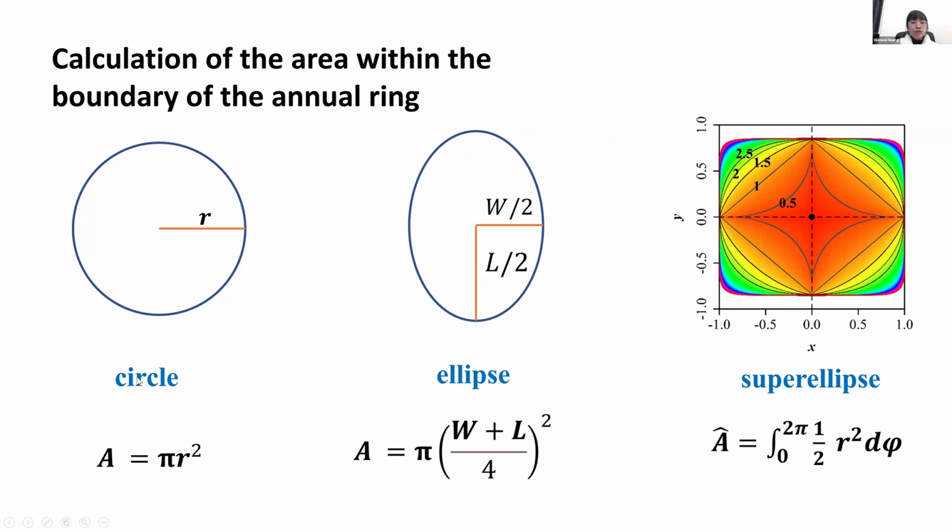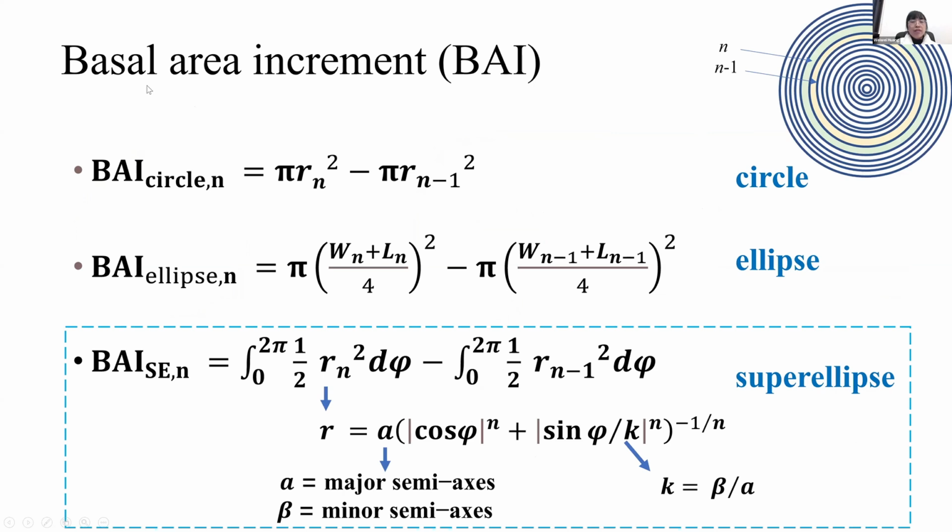So normally we try to calculate the area within the boundary of each tree ring. If we take it as a circle, we use this function; if we take it as an ellipse, we use this function; if you think about the superellipse, we use this function to calculate its area within the tree rings. But for dendrochronologists, we have mainly been using the circle function or the ellipse function for many years. And the basal area increment is a very important parameter for dendrochronologists to calculate forest production, the volume of the tree trunk in a forest.